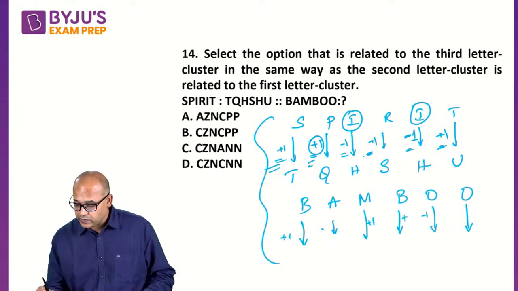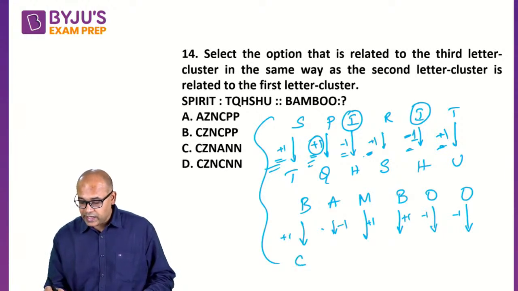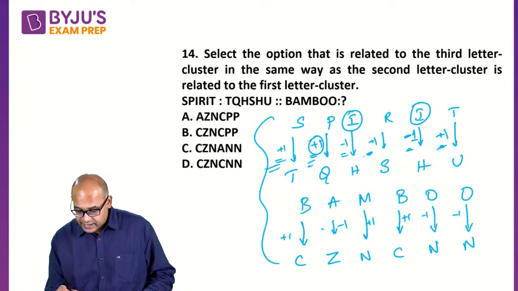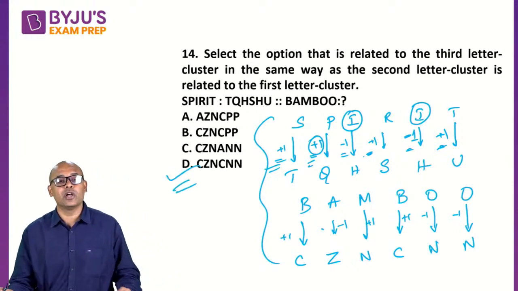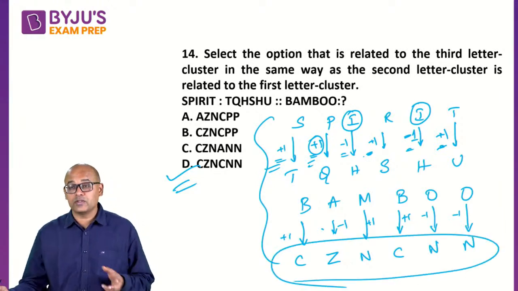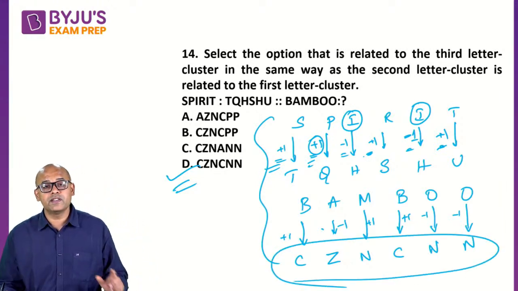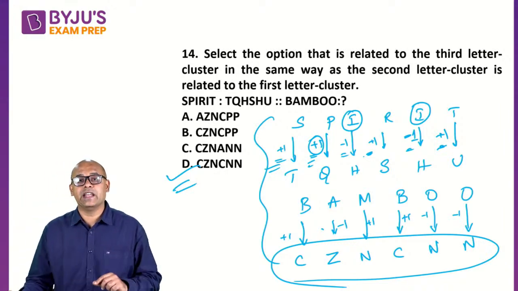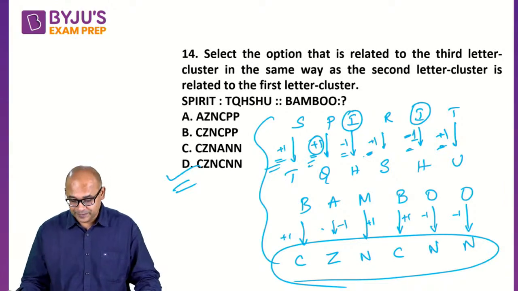So plus 1, minus 1, minus 1, plus 1 and minus 1. So B plus 1 is C, A minus 1 is Z, M plus 1 is N, B plus 1 is C, O minus 1 is N. So C, Z, N, C, N, N. Okay, that works. That's a good logic. So I think this is correct. What they're doing here is not alternate. So here the logic is for vowels they are subtracting, for consonants they are adding. That's a nice one.